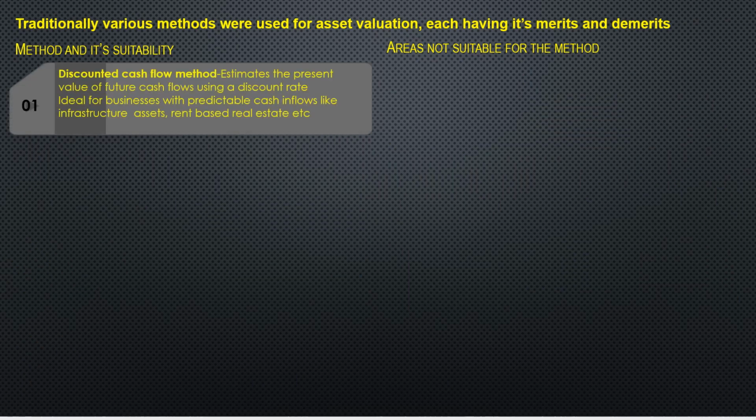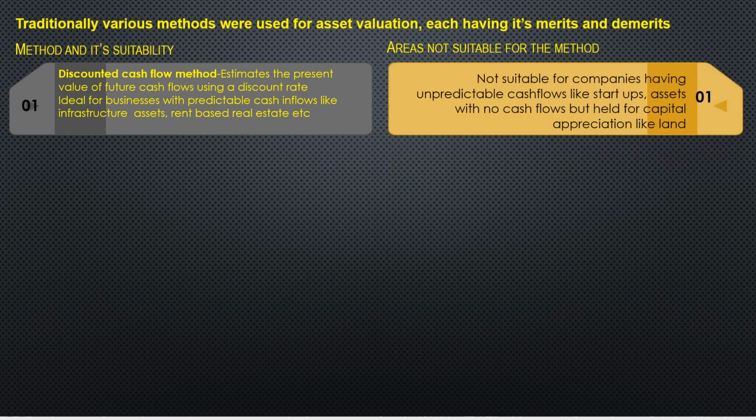Now, traditionally, various methods are used for asset valuation, each having its merits and demerits. Now, let's evaluate each method, its suitability and the areas not suitable for the individual methods. Discounted cash flow method estimates the present value of future cash flows using a discount rate, ideal for businesses with predictable cash flows like infrastructure assets and rent-based real estate. Not suitable for companies having unpredictable cash flows like startups, or assets with no cash flows but held for capital appreciation, like land.